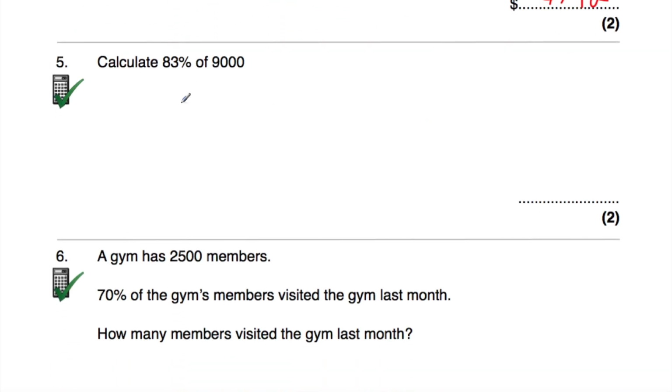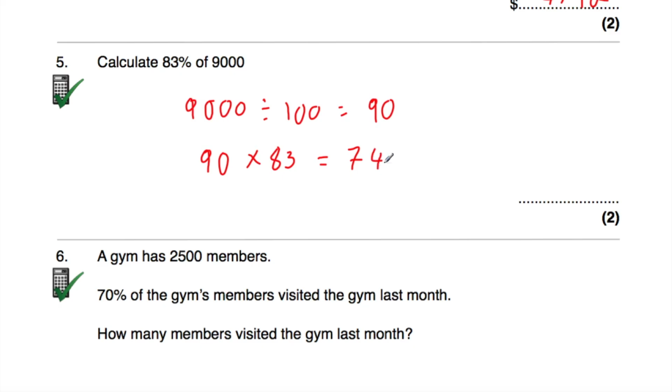Okay, and then question number five. Question number five, we've been asked to calculate 83% of 9,000. So if we want to find 83% of 9,000, we take the 9,000, we divide it by 100 to begin with to find 1%, and that's equal to 90. And then if we take 90, we just need to multiply that by 83, and that'll tell us what 83% of 9,000 is. So if we do on our calculator 90 multiplied by 83, that's equal to 7,470. So the answer is 7,470. So that's what 83% of 9,000 is.